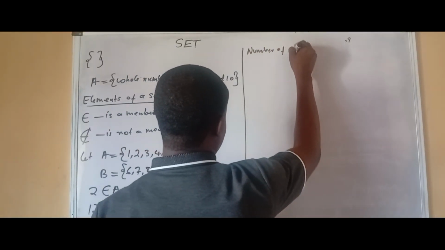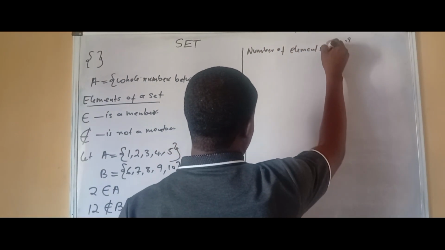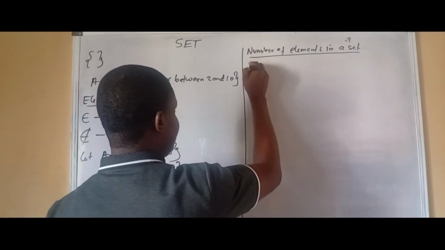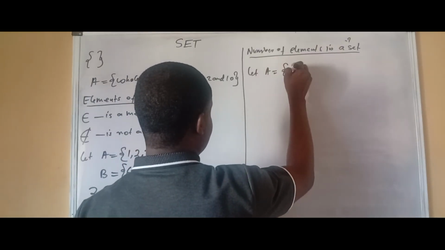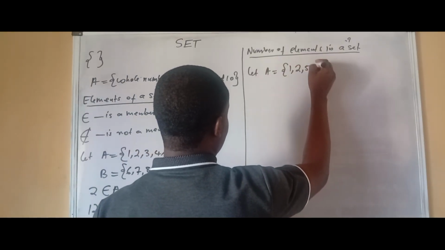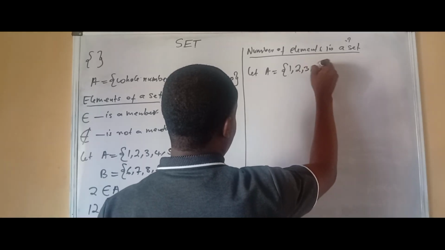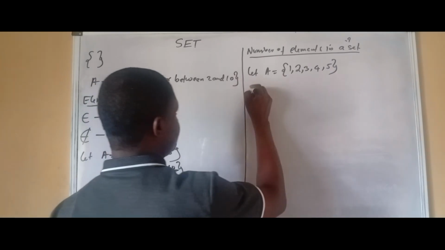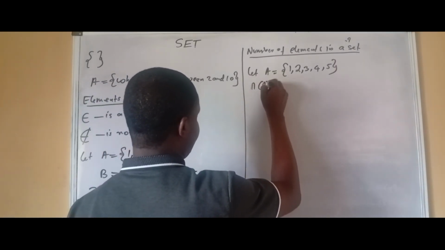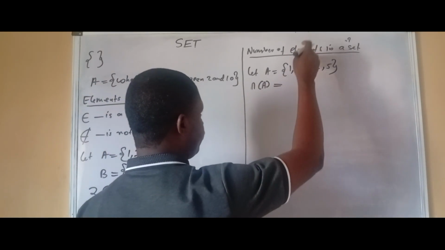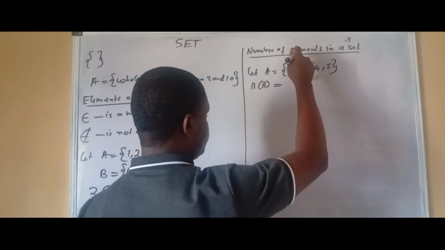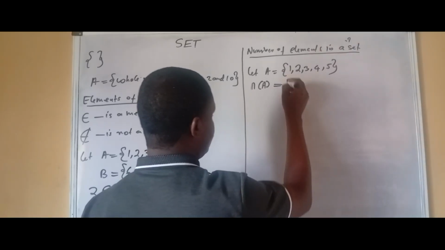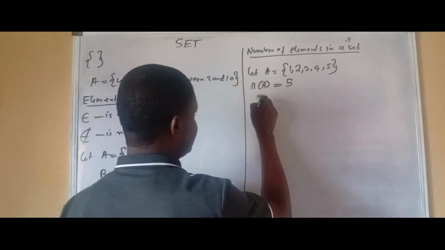Another thing we want to look at is the number of elements in a set. For instance, let A be equal to a set of numbers from 1 to 5. We have 1, 2, 3, 4, 5. The number of elements in set A is equal to what? We count the number of elements contained in set A. How many elements do we have here? We have 1, 2, 3, 4, 5. So it is equal to 5.